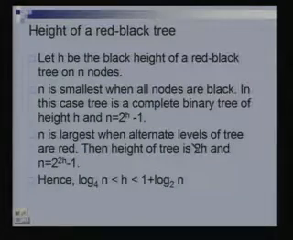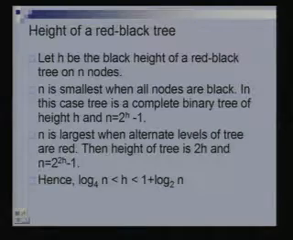So, let us look at what the height of a red black tree is going to be. Let us say h is the black height of a red black tree on n nodes. What does it mean? If I take any external node and count its number of ancestors, it has exactly h black ancestors.